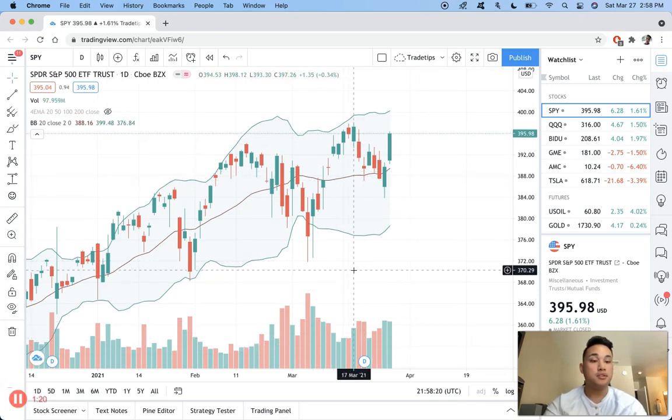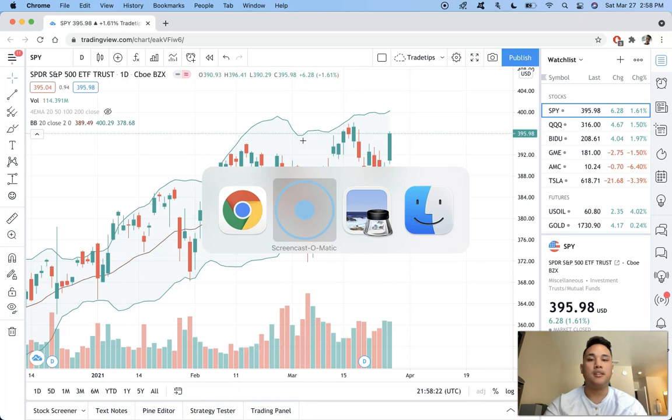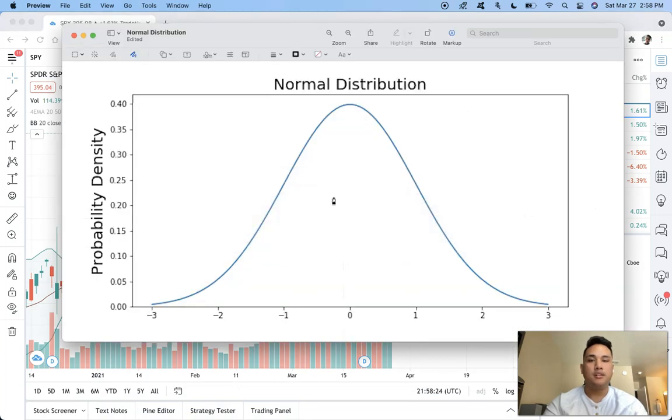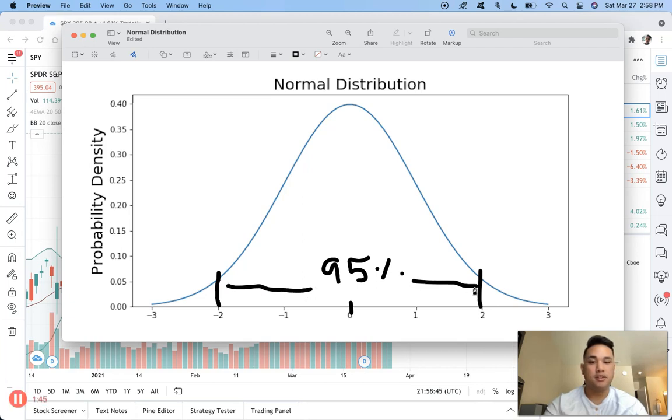Now, when we talk about 2 standard deviations, why are they important? Well, if we look at a normal distribution curve, what that means is that if I take 2 standard deviations away from the middle, which is here, go -2 on here and then 2 on this side, what this represents is 95% of where the price should be in probability terms.